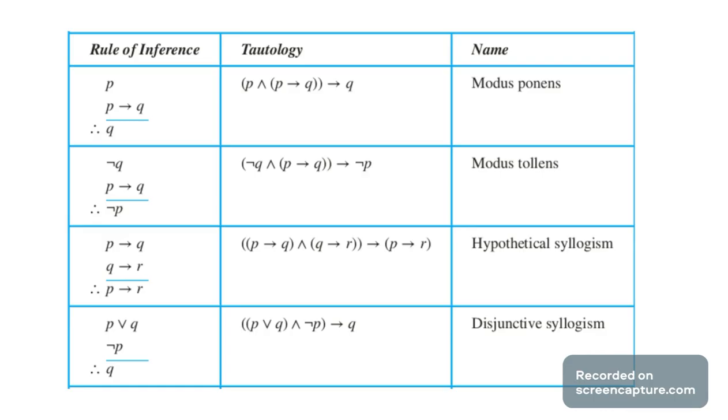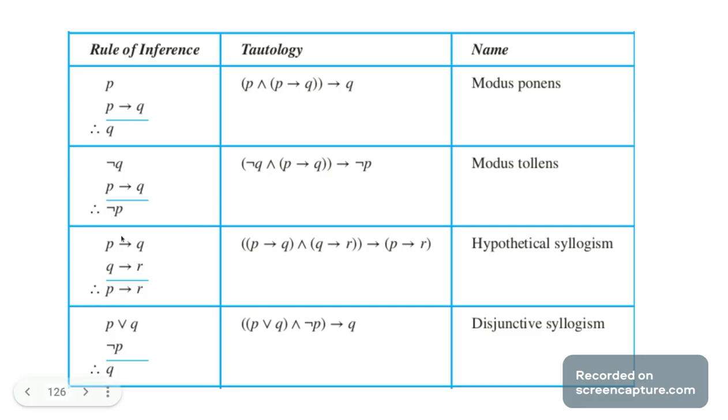Okay, so yesterday we had already seen modus ponens. In modus ponens, what we are saying is that if P is true and P implies Q is true, then Q is true. That is modus ponens. Whereas if we are saying not Q is true and P implies Q is true, then not P is true. This is called modus tollens.